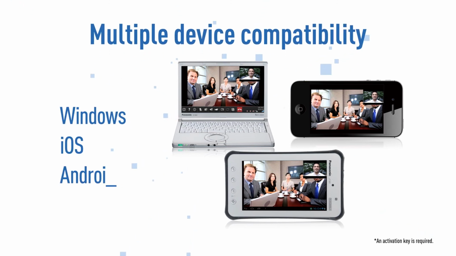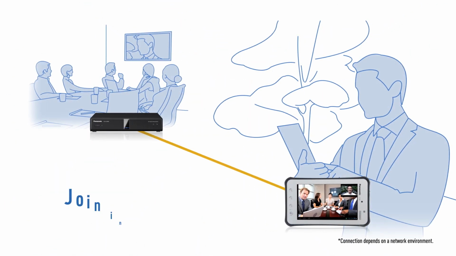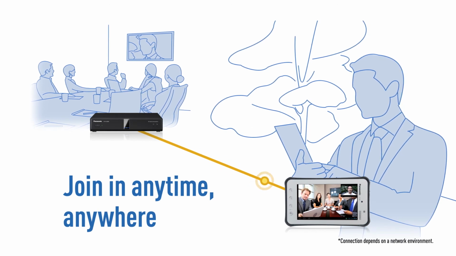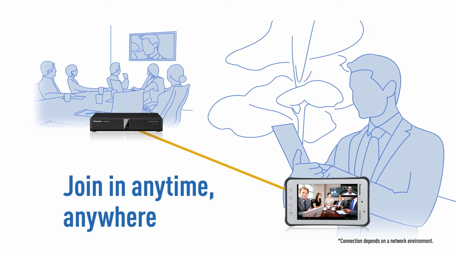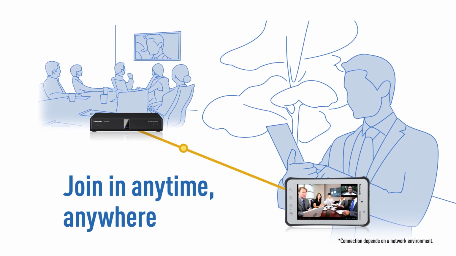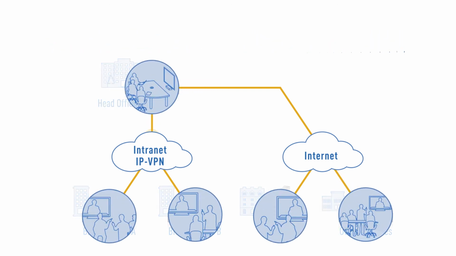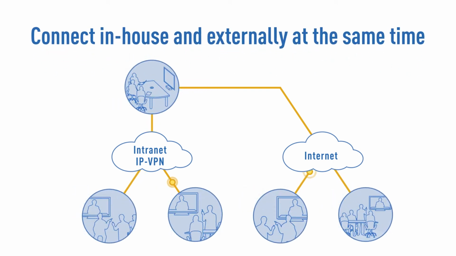The HD Visual Communication System is compatible with multiple devices, Windows, iOS, and Android. Whether you're away on business or at home, your visual communication is not hampered by time or place. And it's possible to connect simultaneously via both your intranet and the internet. Video conferencing involving clients or business connections is possible.